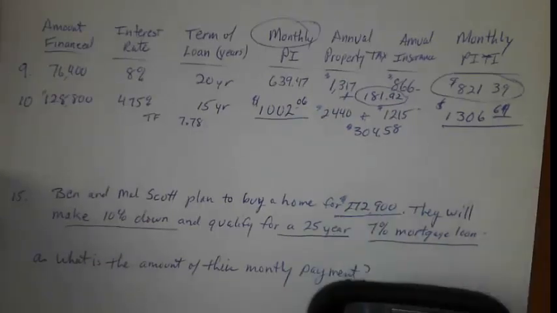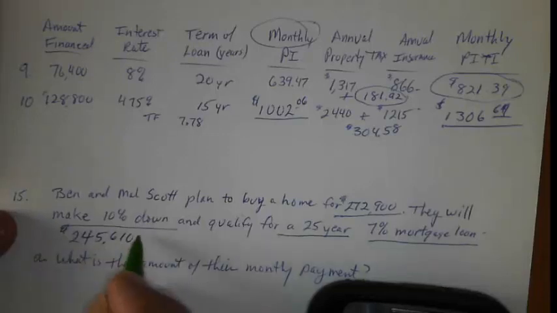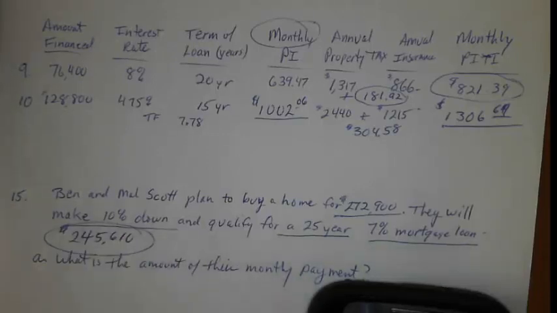So 272,900 times 0.9, because they put 10% down. So they only have 90% left. So 245,610 is the amount that they're going to finance. So that's the amount we're going to work with. Because they paid some down payment, they only have this amount left to finance. So we need a 25-year, 7%. So we need a table factor. So let's look up the table factor.